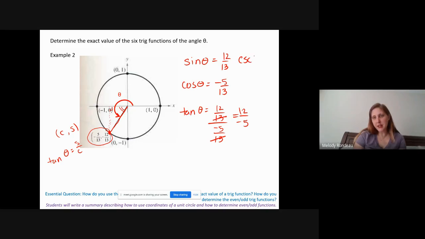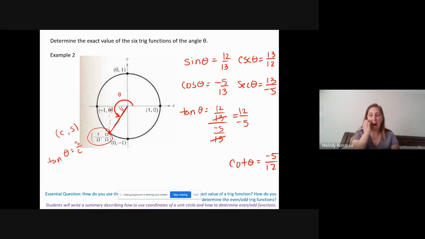Let's do cosecant of theta is 13 over 12. Secant of theta is 13 over negative 5. And down here at the bottom, cotangent is going to be negative 5 over 12. And that gets us through our first 2.